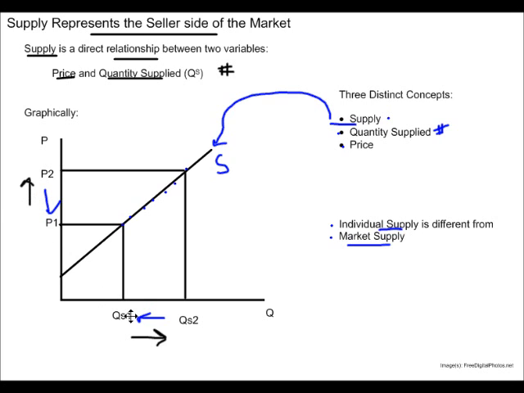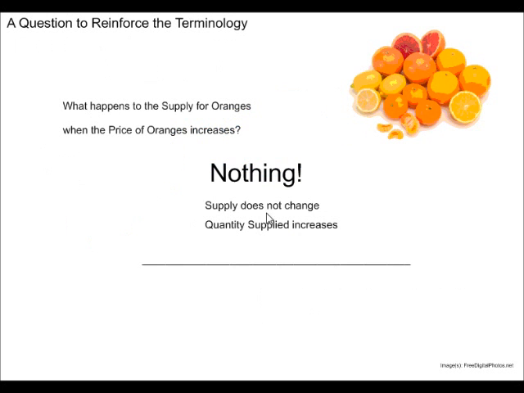If prices go up, does that line move? No. When prices go up, what happens is we move to a different point on that line. When prices go up, quantity supplied goes up. But what happens to supply?